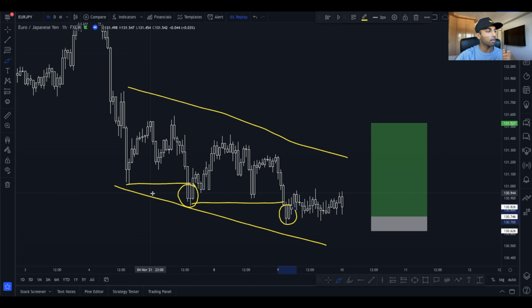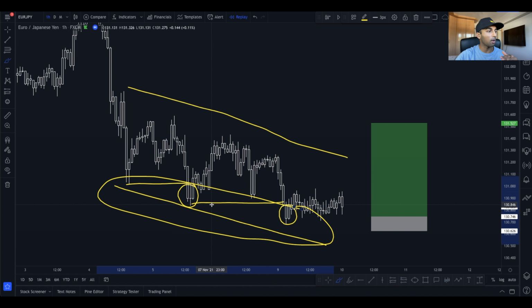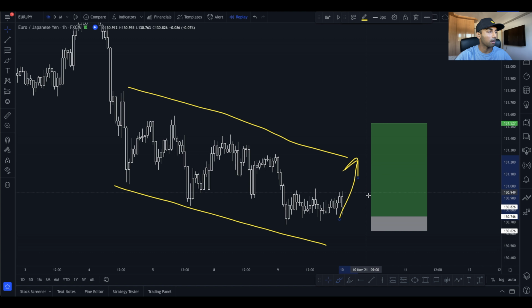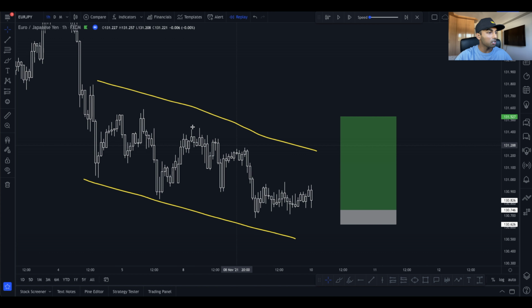You can see that the gradient of this trend line here is starting to shallow out. So essentially, the sellers are dying out. And for me, I'm looking for buyers to come in and show that we're going to have some commitment to the upside, right? So that's what I'm looking for. So essentially, we've got this larger channel.